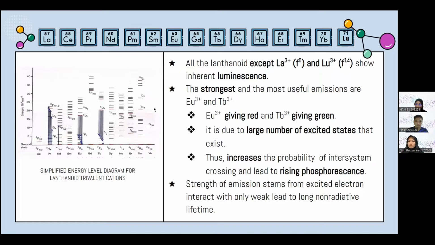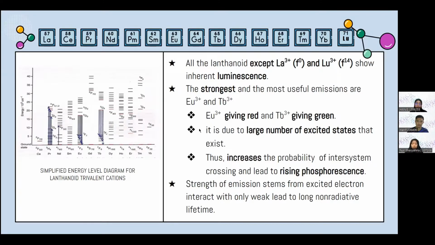It is due to the large number of excited states that exist, which increases the probability of intersystem crossing and leads to rising phosphorescence. The strength of emission stems from the excited electron interacting with only weak fields, which leads to a long non-radiative lifetime.